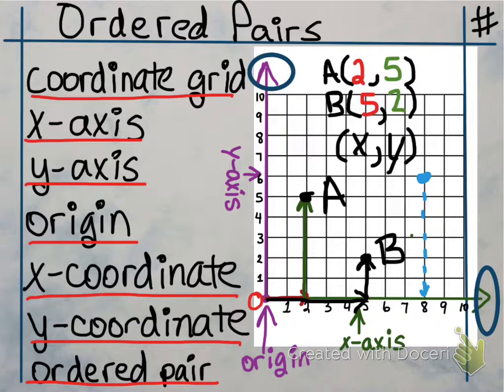Then I need to find my y value. As you can see, my point lines up with the 6 on the y-axis. Therefore, this point, let's call it point C, would be the ordered pair 8, 6. All right, let's see if we can practice a few of these, and then you'll try some on your own.